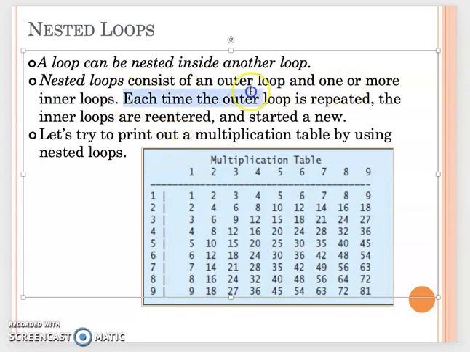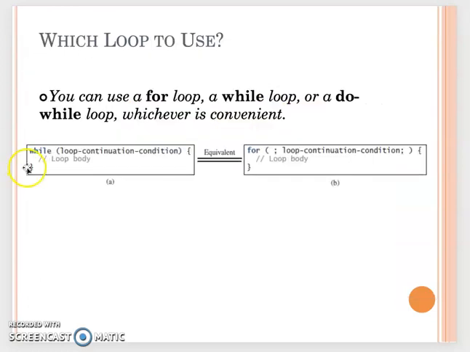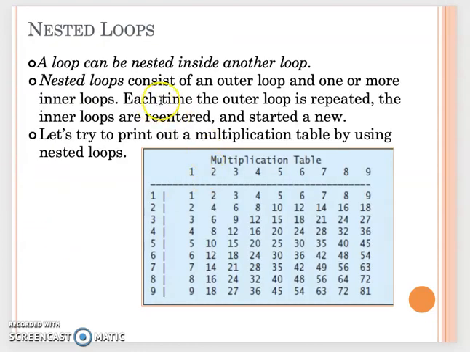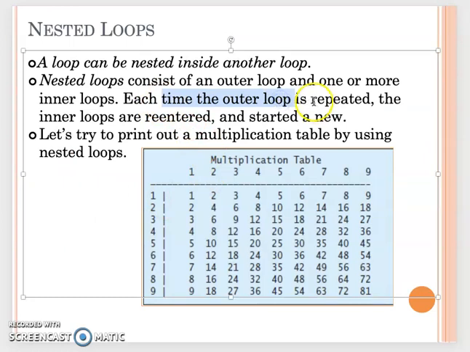Each time the outer loop repeats, the inner loop is re-entered and starts anew. Sometimes each time we get into the loop body, we call it one iteration. So here we just consider an iteration as going into the loop body. So when one outer loop iteration executes, the whole inner loop will restart and finish.